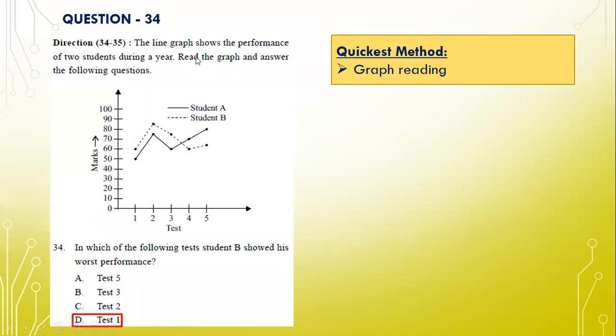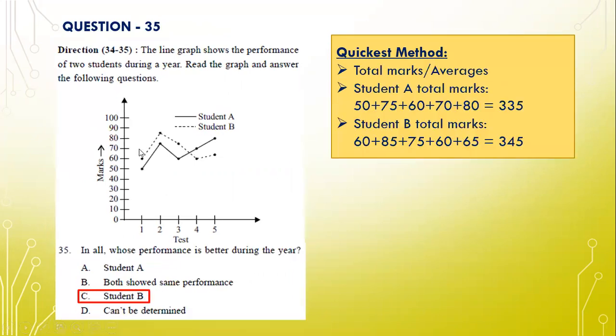The line graph shows the performance of two students during a year. Read the graph and answer the following questions. In which of the following tests student B showed his worst performance? Worst performance is worst marks. So student B, which is the dotted student. So which are the worst performers? Test 1 only 60 marks, and test 4 again only 60 marks. So of all the options, test 1 is the option because there is no test 4 as one of the options. Okay, so test 1, isn't it?